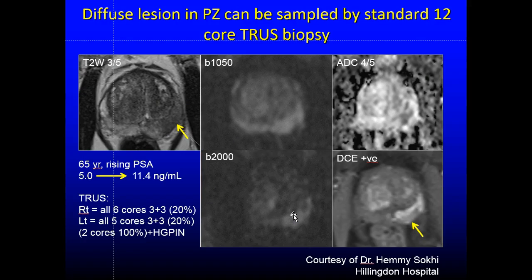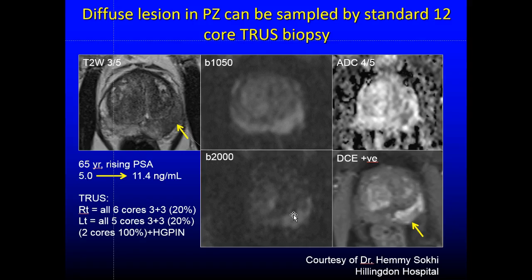But on the other hand, a patient like this, who has diffuse disease in the left peripheral zone, where it more or less looks the same, well, why do you need to target this lesion? Well, you probably don't. A standard spread of 12 core TRUS biopsies should sample this adequately, and you can see that there is Gleason 3+3 disease and a little bit of high-grade PIN found bilaterally, which is interesting.